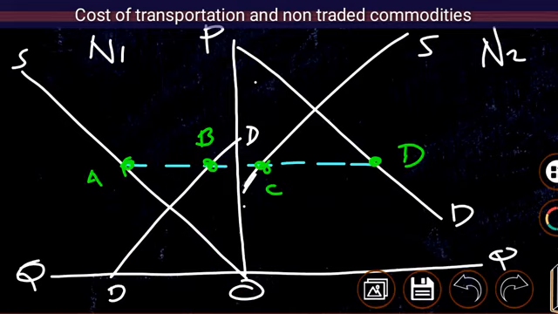Now we are introducing transportation cost to it. When transportation cost is introduced, the cost of the commodity will be increased. That means the price in the importing country will be increased. It can reflect in two ways. Here we assume that the cost of transportation is 2 units, 2 rupees, and that is divided equally between the nations.